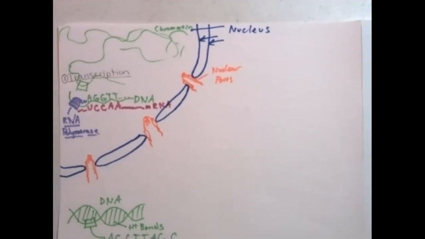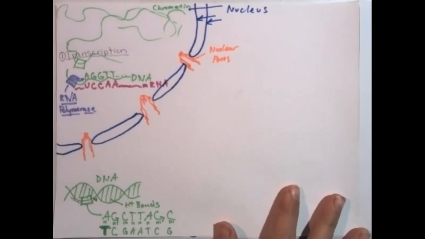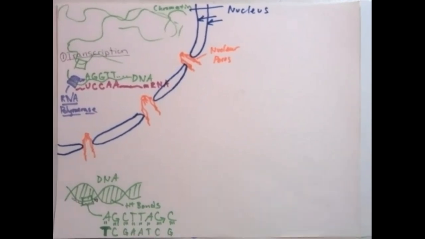Remember that the bonds that hold these two DNA strands together are hydrogen bonds. One of the things that RNA polymerase does is it spins really fast, and it temporarily breaks these hydrogen bonds so that it can read one strand of the DNA. Then once the RNA polymerase passes, these two strands join back together and the hydrogen bonds reform. That's an excellent question. Thank you.